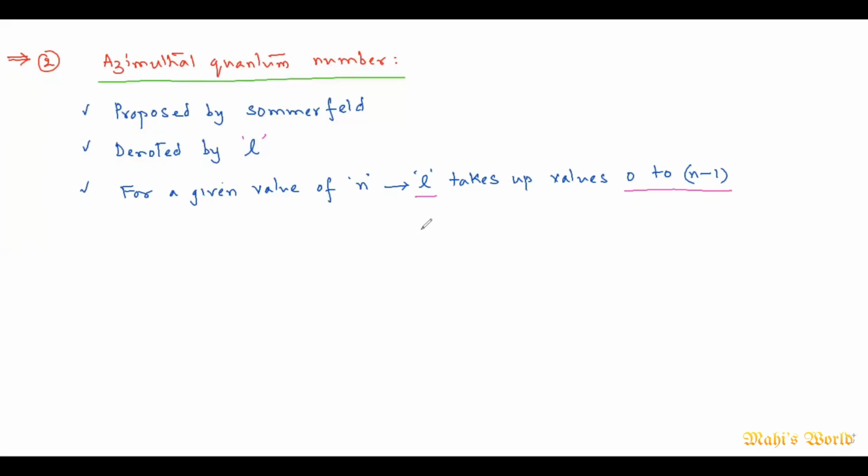Suppose n is equal to 1, the possible l values are, of course, 0 to 1 minus 1, because the n value is 1. 1 minus 1 is also 0. So 0 to 0 is nothing but 0. And when l is equal to 0, we call it s sublevel.